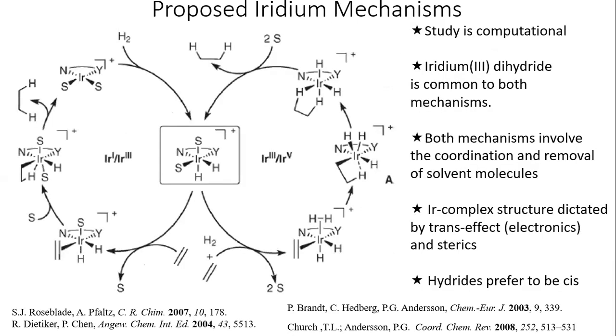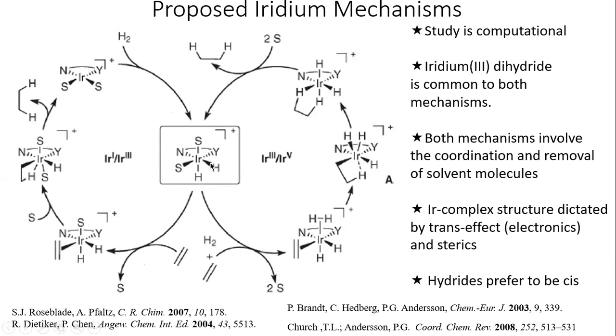So these are calculations, computational models for the iridium system. One of the things that's common in both mechanisms, because the mechanisms are proposed by two different groups, and I got the references down here, and the whole entire review is from here. It's Coordination Chemistry Reviews from 2008. It talks about all the different models and things like that.